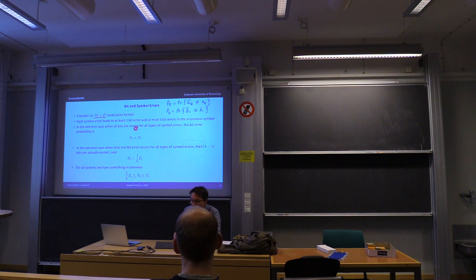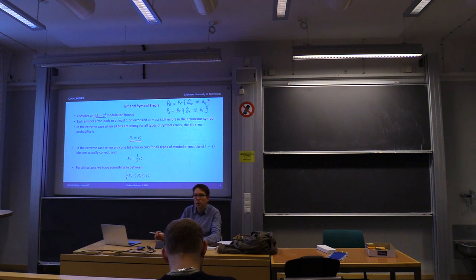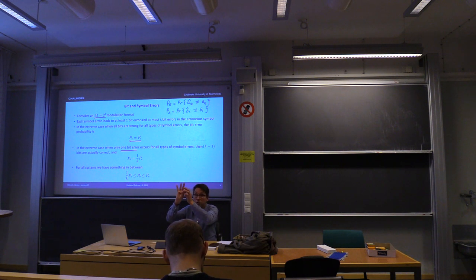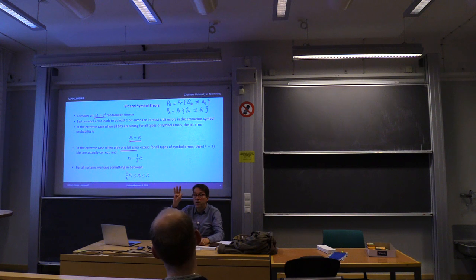When all bits are wrong for all types of symbol errors, then the bit error probability is equal to the symbol error probability, right? Symbol error induces that all bits are in error, and then the probability for bit error and symbol error is the same. In the other extreme case, when only 1 bit error occurs, so I transmit 4 bits. This one is in error, so therefore there is a symbol error, but these 3 bits are okay. So then the bit error probability is only 1/4 of this symbol error probability, right?